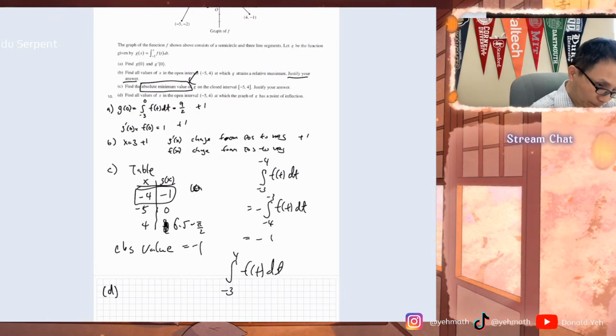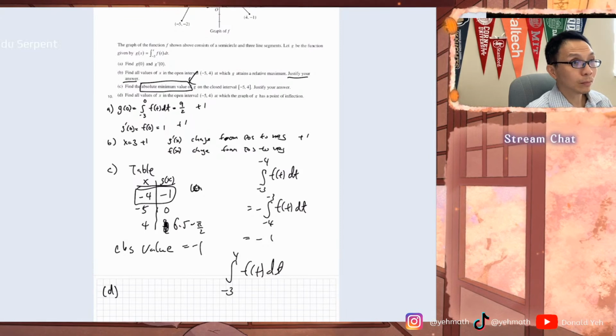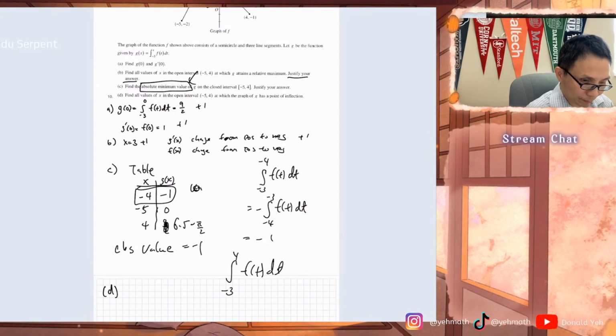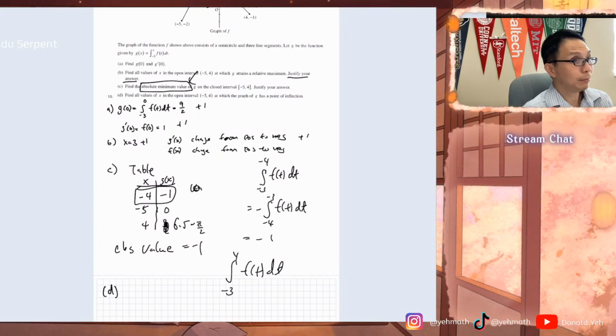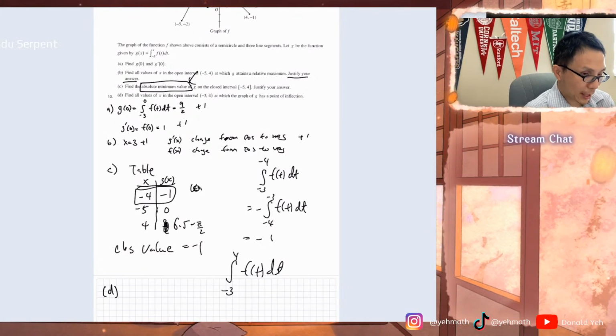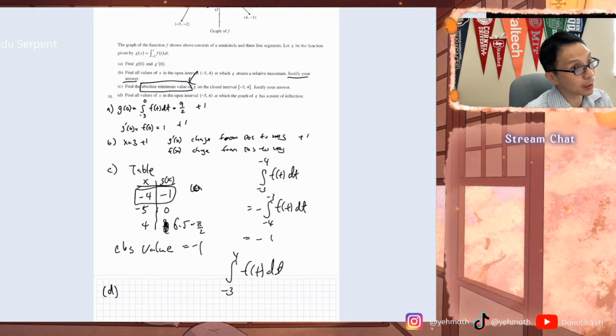And the answer for that would be negative 1, right? Yep, because they asked you for the value, they didn't ask where it occurred. You can say it occurs at negative 4, but the value is negative 1.